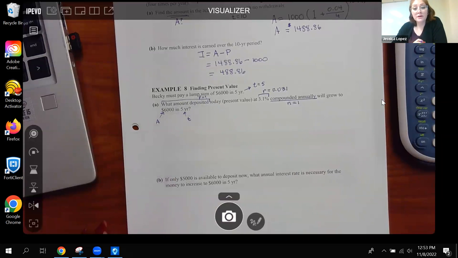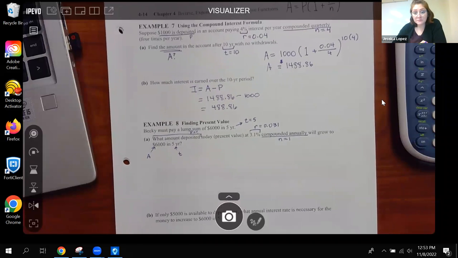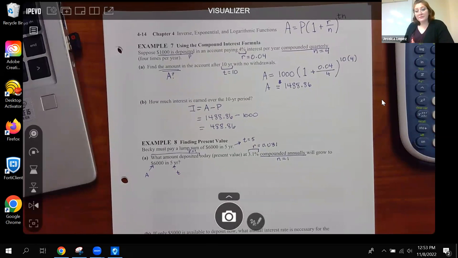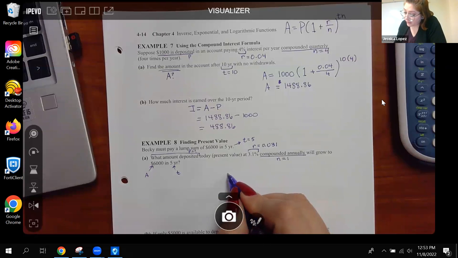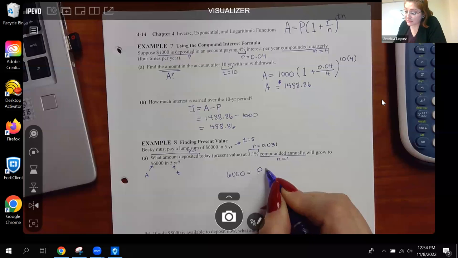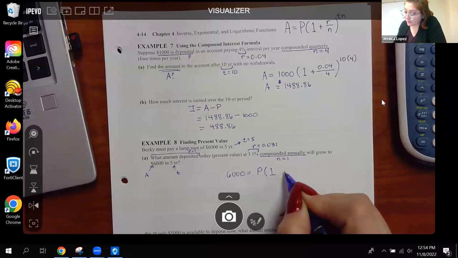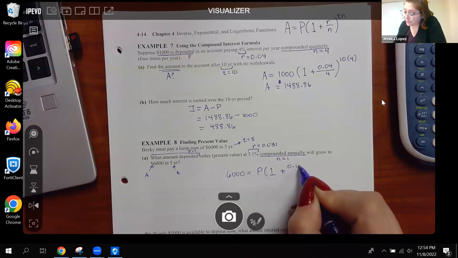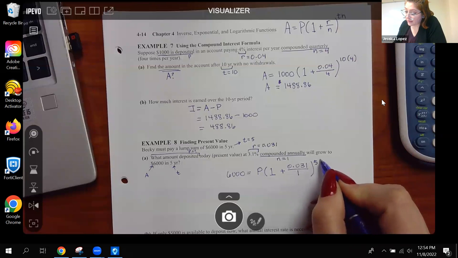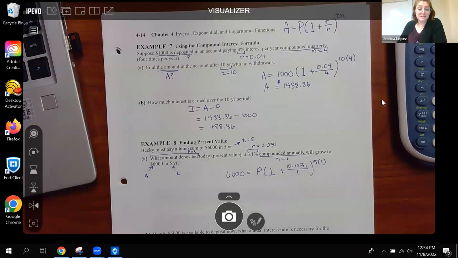Okay. So we're going to take our formula. Let me scroll up to the top. And we're going to plug in all the numbers we have, but we don't have P. So P will stay the letter P. Okay. So for A, we have 6,000. P, we do not know. So it stays a P. R we know is 0.031, N is 1, time is 5, and N gets used again, but it's still 1.